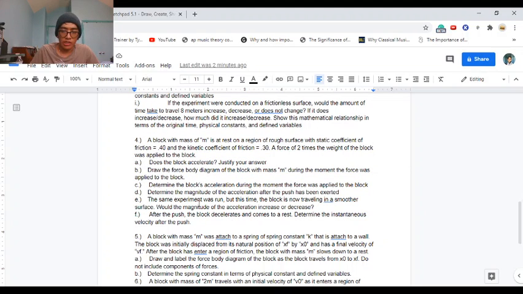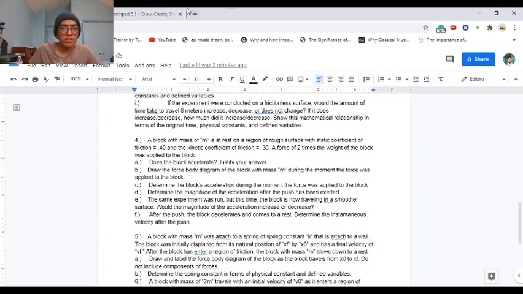Now, number 4 states: a block with mass of m is at rest on a region of rough surface with a static coefficient of friction 0.4 and a kinetic coefficient of friction of 0.3. A force of 2 times the weight of the block is applied to the block. Does the block accelerate? Justify your answer.